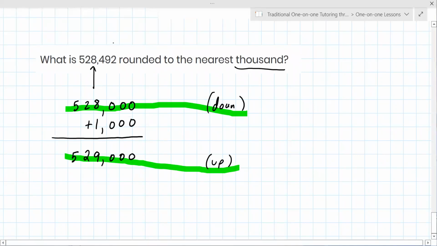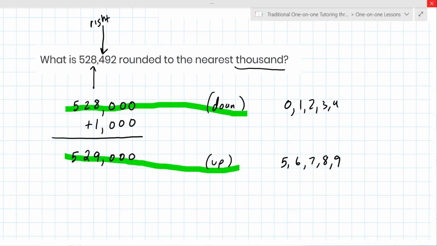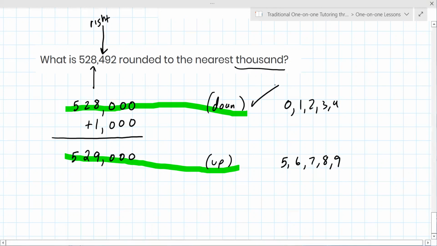Okay. Now, which number do you look at to decide whether to round up or down? The one to the right. To the right, which is a 4. So you round down when you have a 0, a 1, a 2, a 3, or a 4, and you round up for a 5, a 6, a 7, an 8, or a 9. So are you rounding this one up or down? Down. So what is your correct answer for this one? 528,000. Yes, that is correct. Very good.